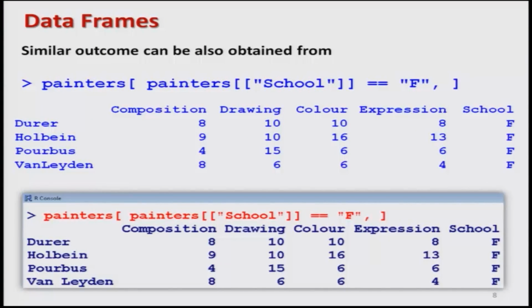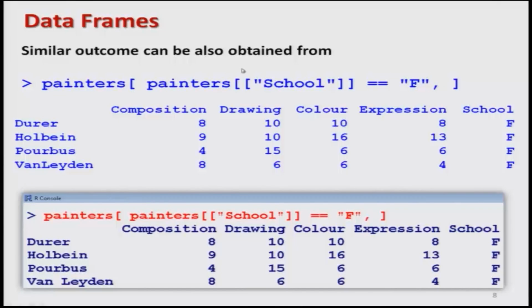So, let us now come back to our slides, and now we are going to discuss another aspect. Whatever we have done using the subset command can also be done in the same way that you did earlier. You might recall that you had used the symbol of double brackets. So, I am writing the name of the variable school inside the double quotes, and this variable is from the data set called painters.